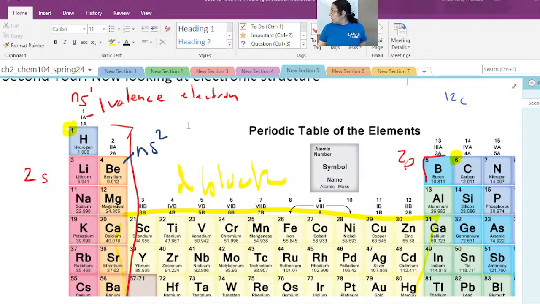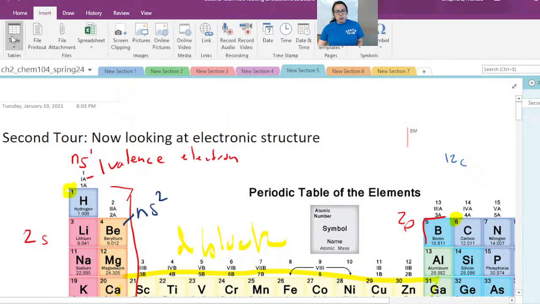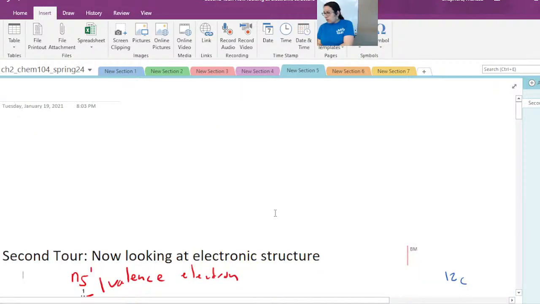All right, let's go ahead and get started. So before we go back into our electronic structure and tour and all that, let's talk about our Earth Day projects, since you're going to be doing that in lab next week.